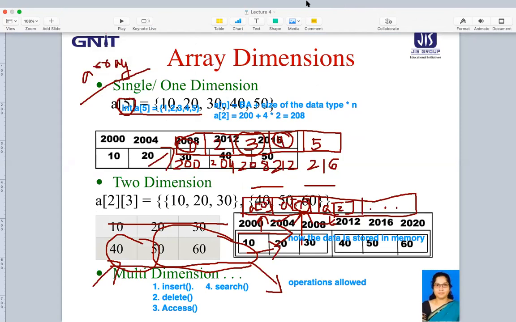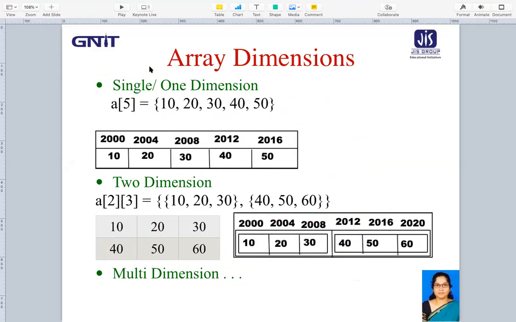Now I'll move to the dimension and the representation of an array. Let us see this example. Here, an array can be considered to be of multiple dimensions. Here it is a single dimension, or one dimension, and the most popular data structure which is used. Suppose I have written A[5] and the elements are 10, 20, 30, 40 and 50. In memory, how is it going to be stored? Sequentially: 10, 20, 30, 40, 50. And the memory mapping will be something like this.